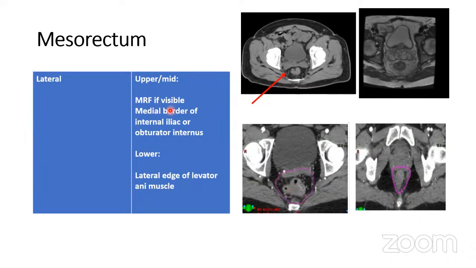In the mid slices and the upper slices, it is the mesorectal fascia that forms the lateral boundary if it is visible. But if it is not visible, then it is the obturator internus muscle, or you can say the medial boundary of the internal iliac nodal station, or the medial boundary of the obturator volume. In the lower slices, the lateral edge will form this levator ani muscle. So you can see the rectum and then the levator ani muscle, and that forms the boundary. Make sure you include it. You don't just contour the rectum and leave it. We have to go till the external boundary of this levator ani muscle.